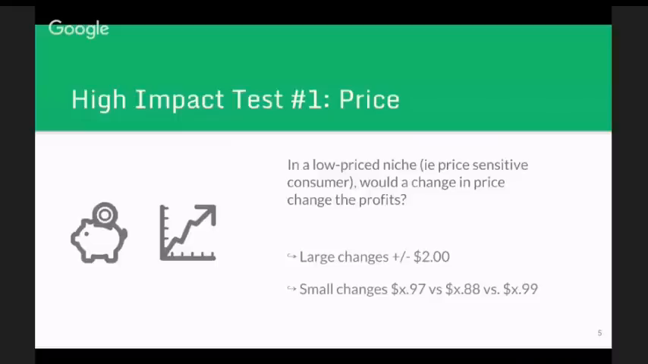So the first one's price, and when I say price, most people think of, okay, I could add $1 or make it $1 cheaper or $1 more expensive or $5 more expensive. But also don't forget, you can make small changes. Instead of selling it for $9.99, try selling it for $9.97 or $9.88. You'll be amazed by the psychology of pricing. We could talk for days about that, but even super small changes like this make a difference, which is pretty amazing.